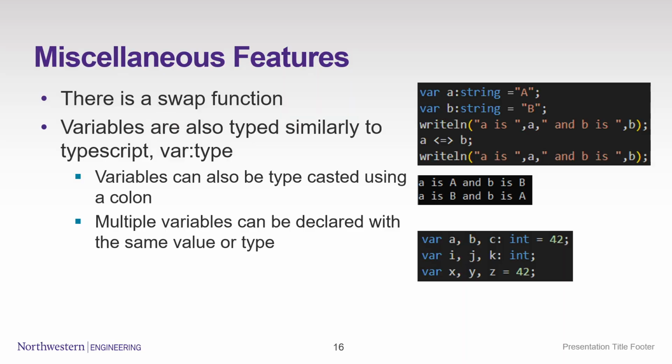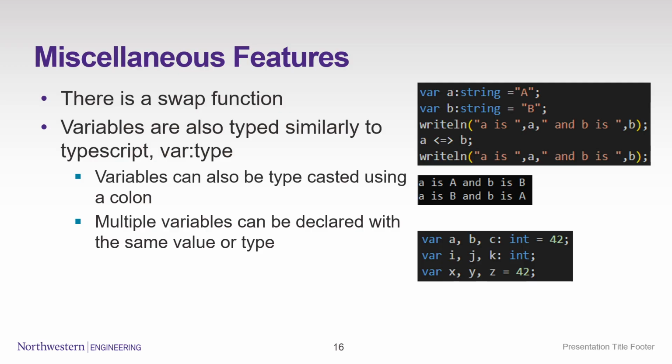For miscellaneous features, there's also a swap function in Chapel. As you can see, you can set A to be the letter A and B to be the letter B, and print A and B, swap the variables, and then print them again. And you can see in the output that the values of A and B have changed without requiring a temp variable.